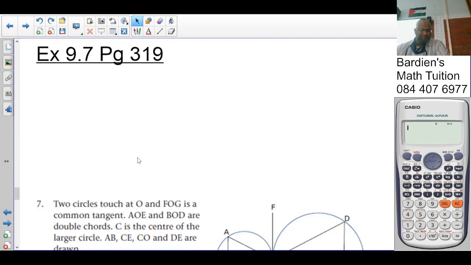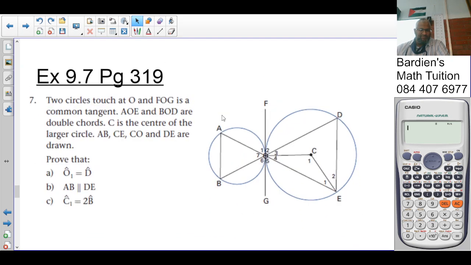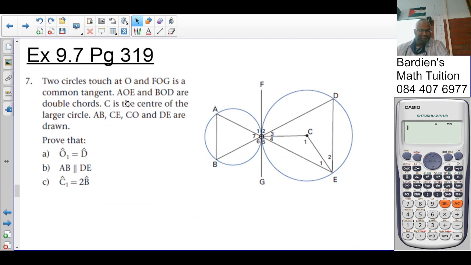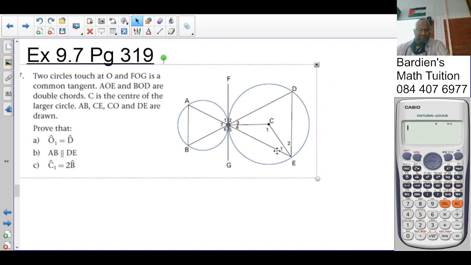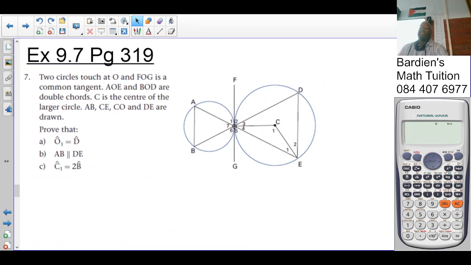Right. Go to number 7. In number 7, we are told two circles touch at O. FOG is a common tangent. If a common tangent, what does that mean?